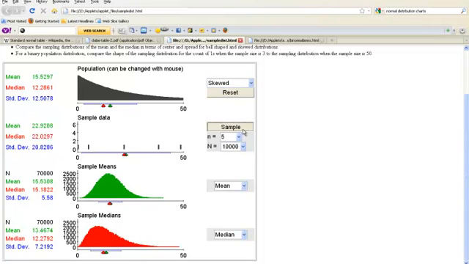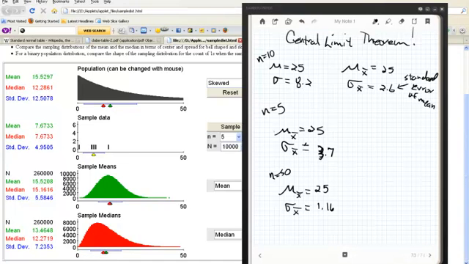Sorry, guys. That's what happens when all hell breaks loose, right? 15.5. Let's get it up there a bit, let's get it closer. That's close enough, right? The population standard deviation is 12.5, and the standard deviation of the sample means is 5.58. So wait a second.